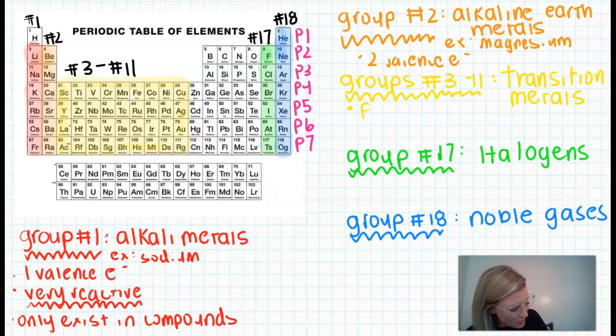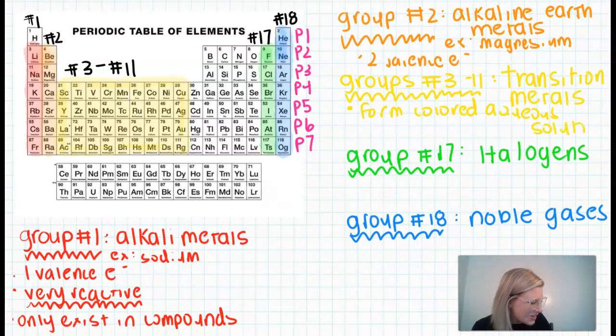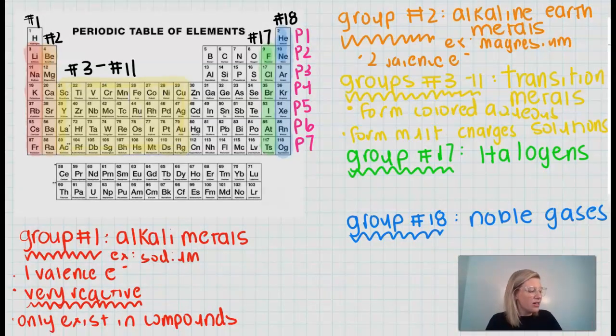So these form colored aqueous solutions. Okay, and they also form multiple charges. Form multiple charges.